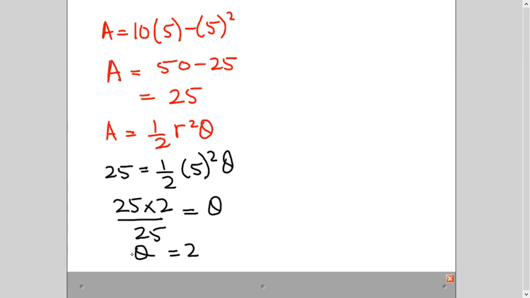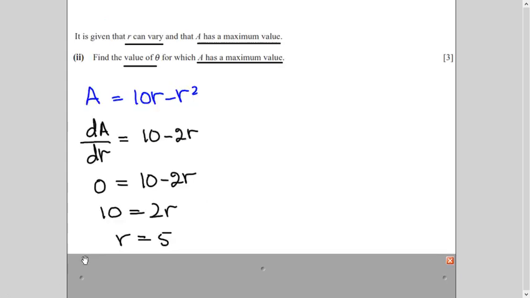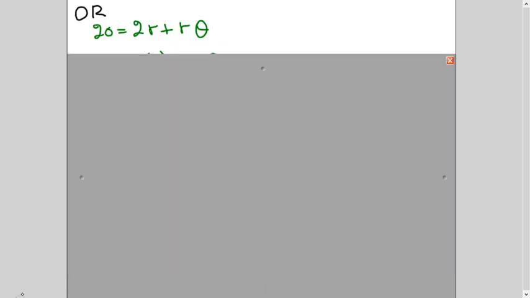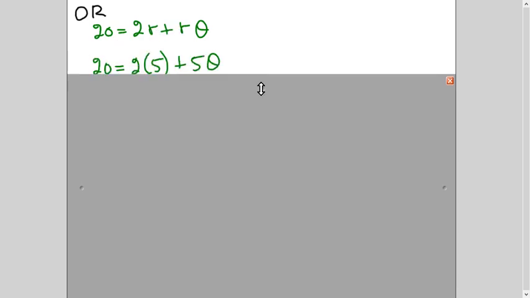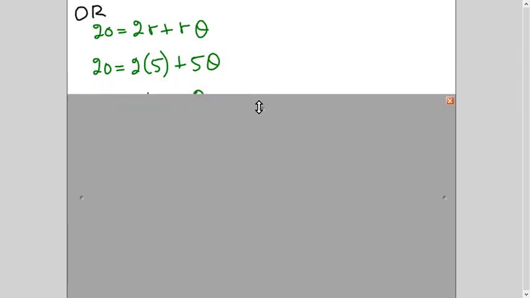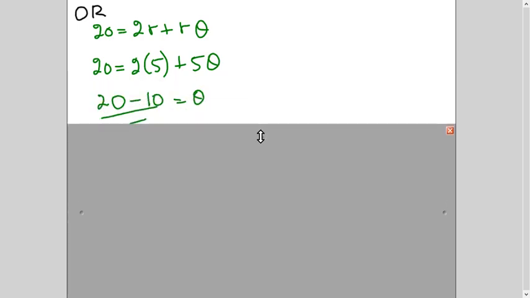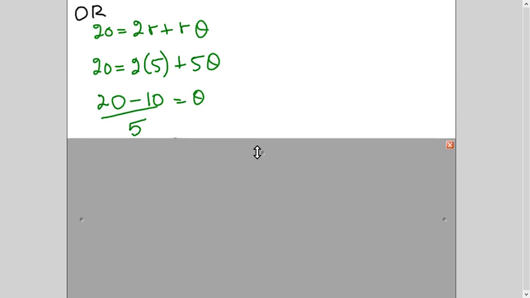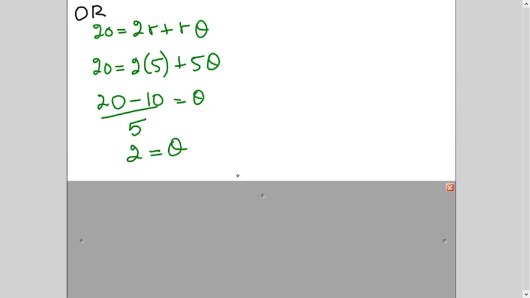Or other way, once you have found the radius, when the area is maximum, rate of change 0, you got radius. So this value of radius, you can plug in the equation of perimeter, which you have found in part 1. So you can plug in here and get the value of theta from here, right? Simple calculation. So there are two ways to do it, and you can find the value of theta.